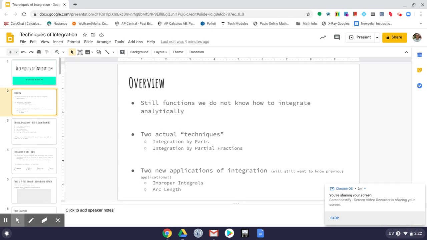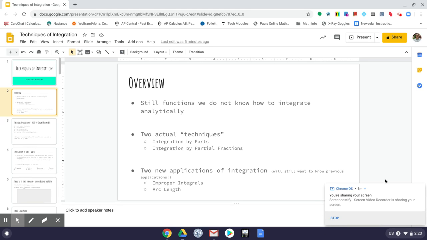On top of that, we're going to learn two new applications of integration. The first one is a mixture, I think, of a technique and an application. It has more roots within application and why it's used and why it exists. That's something called improper integrals, and we'll get to that. And then the last thing is something called arc length. That means actually finding the length of a curve from point A to point B. What is the distance you would travel if you were going along that curve? That'll be the last thing that we do. We'll get into those more in depth when those videos come out.